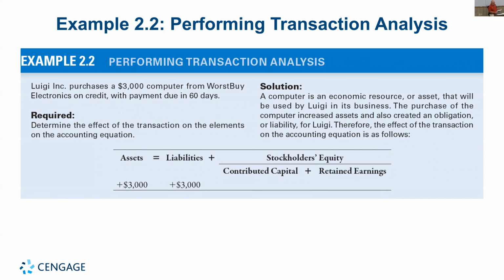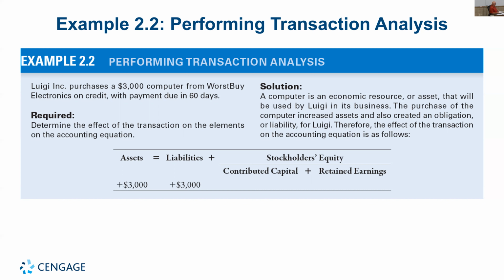If you have your chapter 2 slide handout, we're going to go through those now. Our first one is an example, and it's not on your sheet. Luigi purchases a $3,000 computer from Worth Spy Electronics on credit with payment due in 60 days. We need to analyze it. We have a dollar amount, $3,000. What is happening? We are purchasing a computer. That's property, plant, and equipment, so we're getting equipment. That is an asset, so our assets are going up.